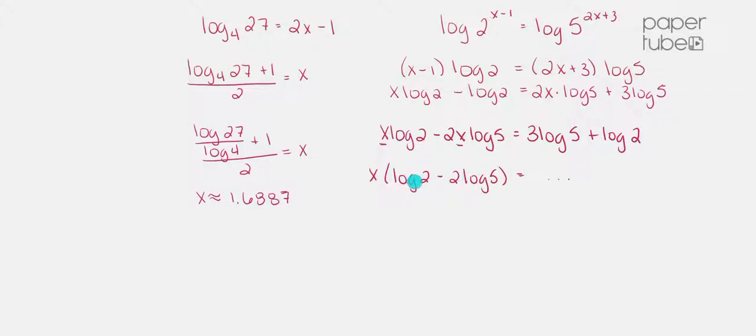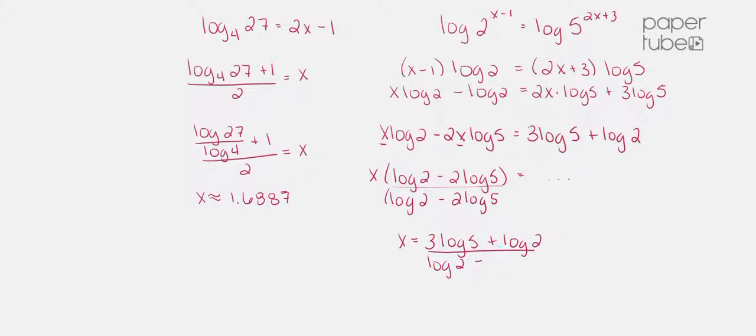And now if you remember that logs are really just numbers, this is just some messy decimal that I'm keeping in a nice clean format, then you can just divide by this whole expression and that will help you get your x by itself because it's just a number. You're allowed to divide by numbers. So that means we're going to have x equals the right-hand side divided by the coefficient from the left-hand side.